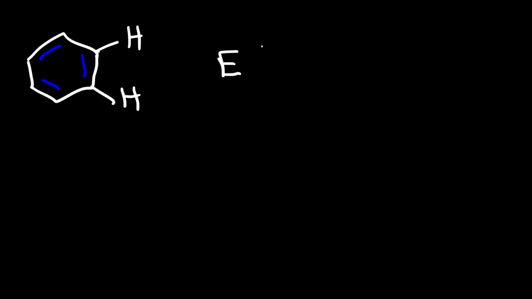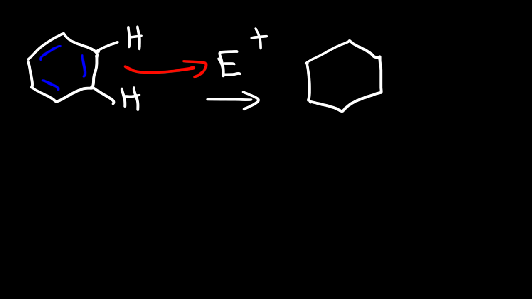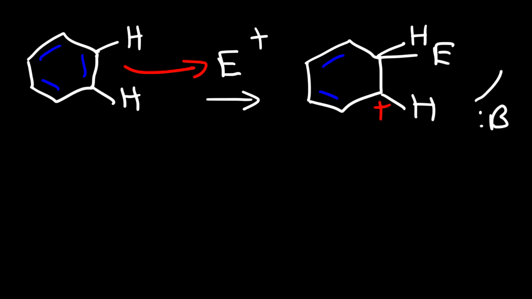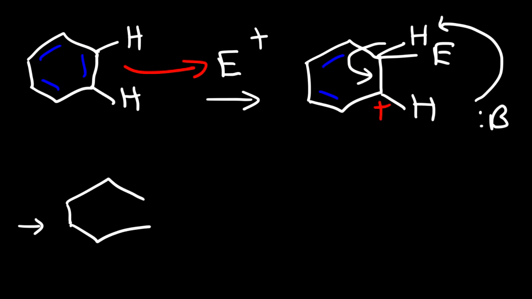Now let's go over the mechanism for a typical EAS reaction. So we're going to start with benzene. Now the first thing that's going to happen is that the benzene ring is going to react with a generic electrophile. And so this first step is an addition step because we're adding an electrophile to the benzene ring. And notice that the double bond will be converted to a single bond. So that is an addition step. In the second step, a base will come in, remove the proton, and regenerate the aromatic ring. So the second step is an elimination step.